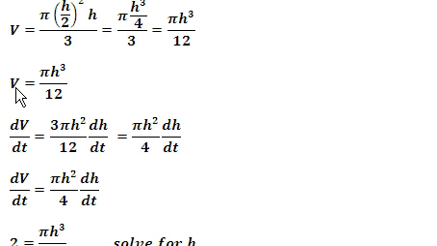Okay, now we're going to take the derivative of this. So we've got the derivative of V, dV over dt, is equal to, take the 3, bring it out front, 3 pi h squared dh. Alright, sorry about that. Just a microphone. Then of course we tack on the dH over dt outside. Simplify this stuff down. 3 goes into 12 4 times. So we've got pi h squared over 4 times dH over dt.